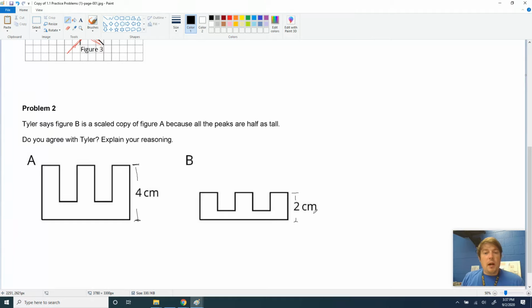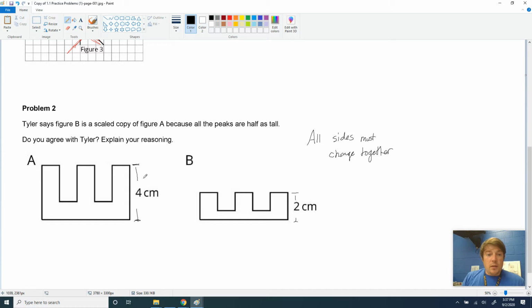But that's not what a scaled copy is about. A scaled copy is about all sides. And this will probably be part of your reasoning. You probably want to mention something about how all sides must change together. You can't just pick and choose which sides you shrink.